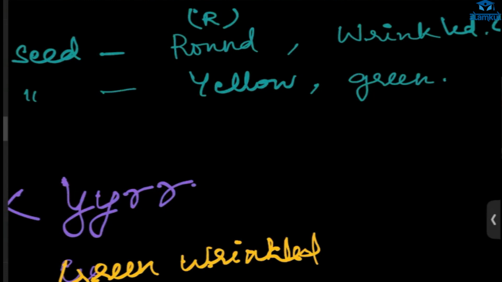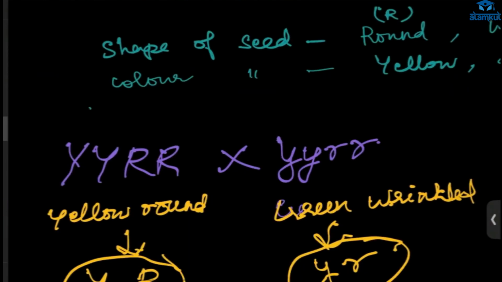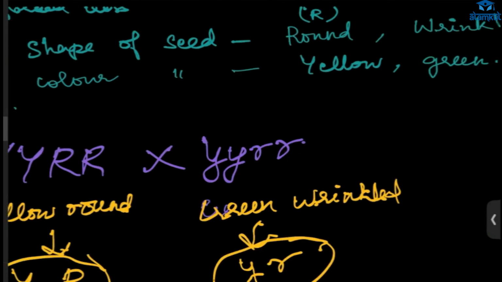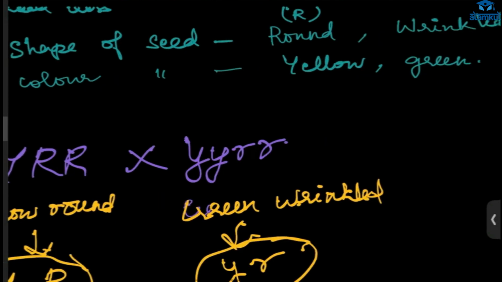Ma'am, can you repeat what you said in the last 2 minutes? I wasn't there. I was talking about dihybrid cross. What is dihybrid cross? In dihybrid cross, we take two characters. So I have chosen here shape of seed and color of seed. In shape of seed, we have round and wrinkled. In color of seed, we have yellow and green.